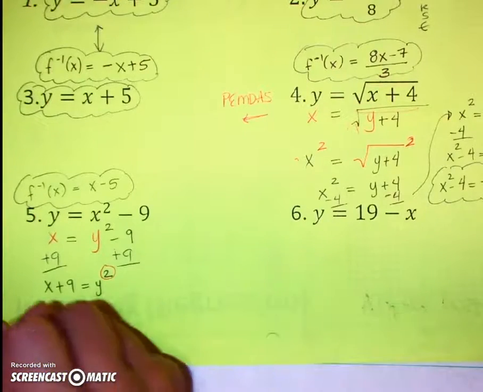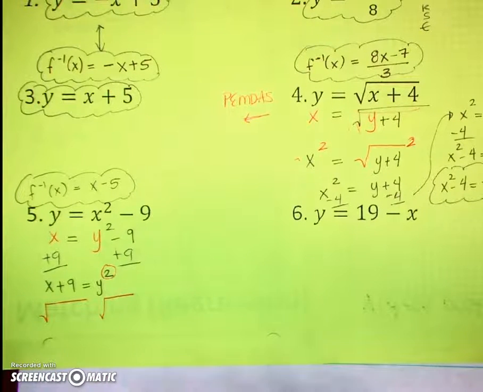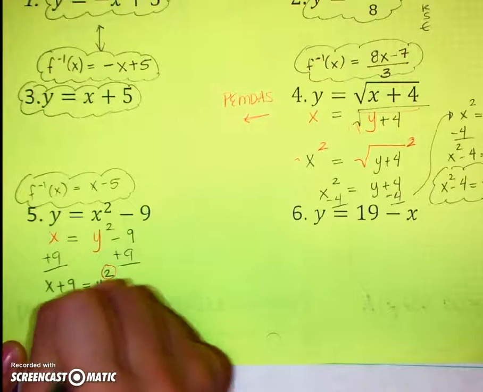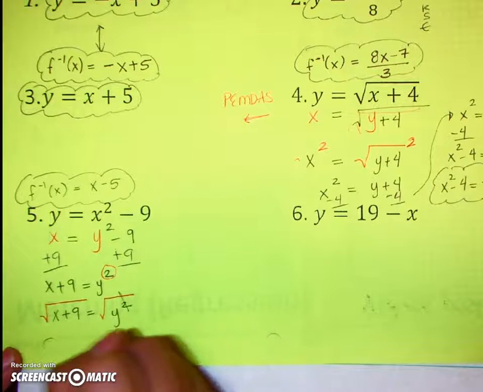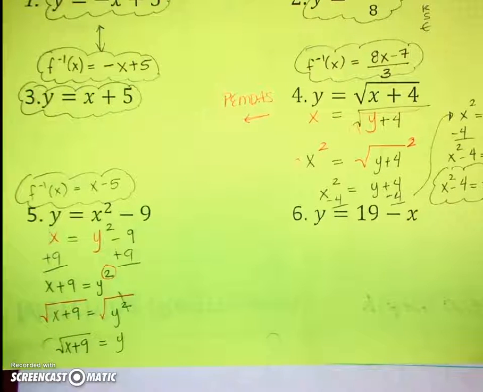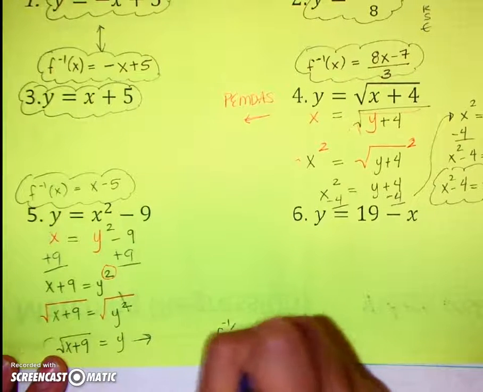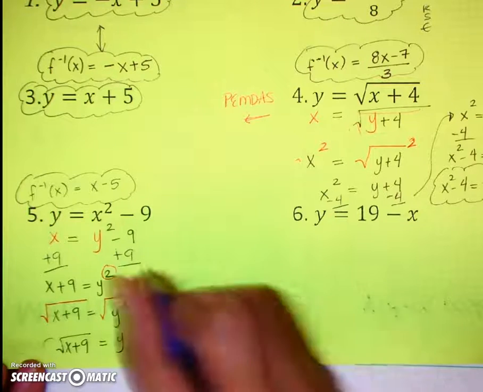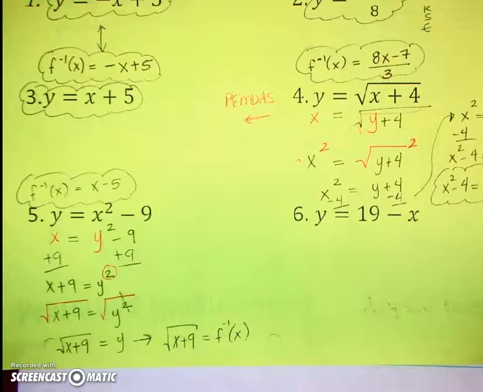So you're going to take the square root of both sides, and everything else stays the same. x plus 9 equals y squared. The squared and the square root end up canceling each other out. And so your final answer is that y equals the square root of x plus 9. You want to replace y equals with f inverse. So the inverse of x is the square root of x plus 9.